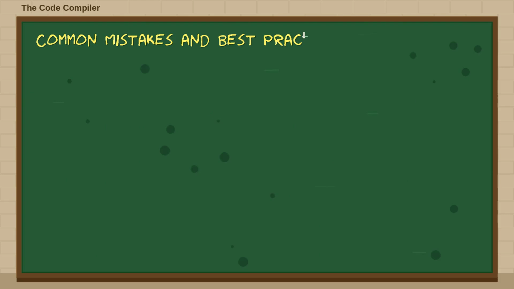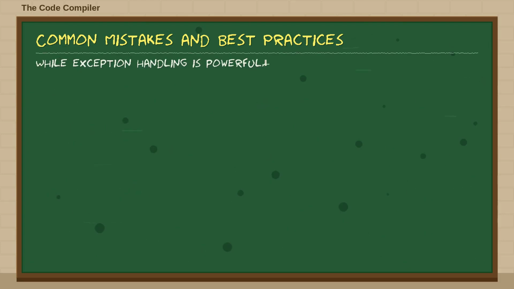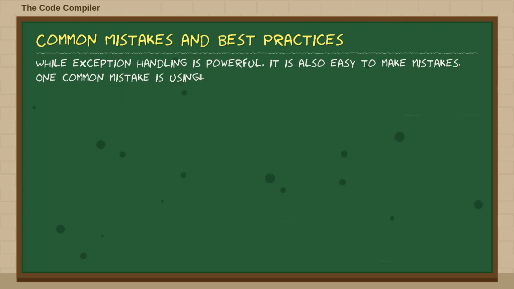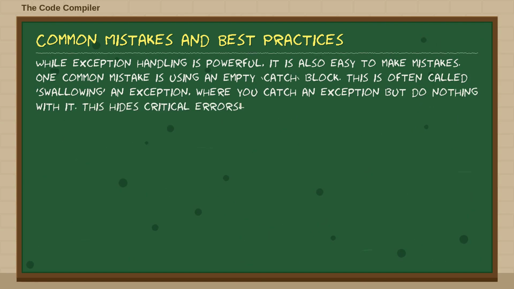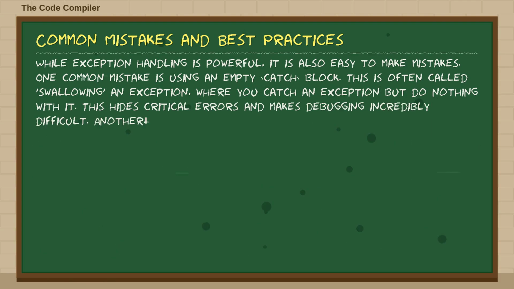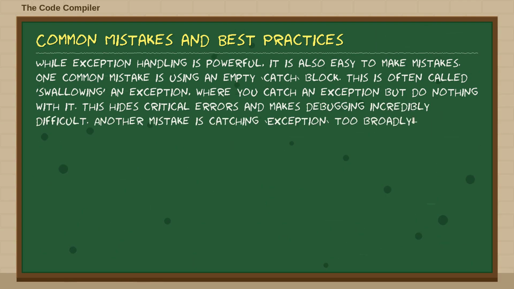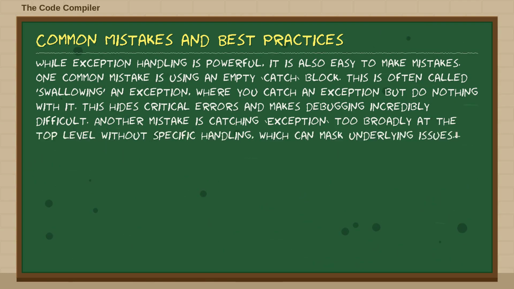While exception handling is powerful, it is also easy to make mistakes. One common mistake is using an empty catch block. This is often called swallowing an exception, where you catch an exception but do nothing with it. This hides critical errors and makes debugging incredibly difficult. Another mistake is catching Exception too broadly at the top level without specific handling, which can mask underlying issues. Instead, always catch specific exceptions first.